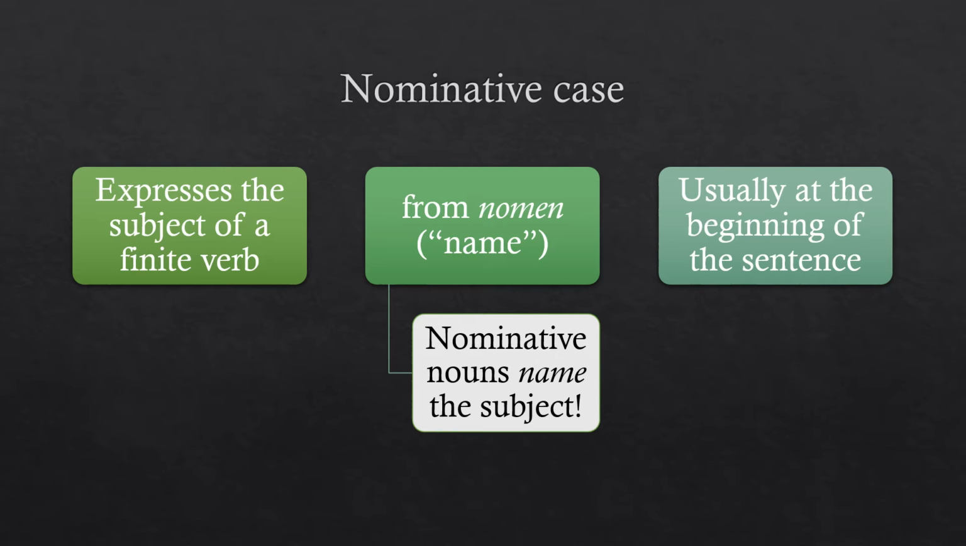The nominative case expresses the subject of a finite verb. We only know finite verbs, so don't worry about that distinction right now. One way to remember the function of the nominative case is that nominative comes from the Latin word nomen, which means name. So, nominative nouns name the subject. Remember from the last video lesson that Latin sentences usually place their subjects at the beginning of the sentence, so you can expect to see nominative nouns at the beginning of many Latin sentences.